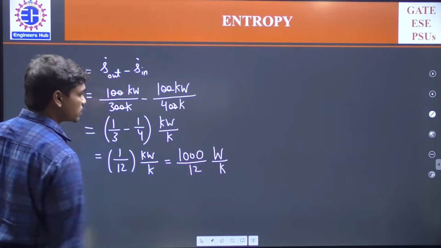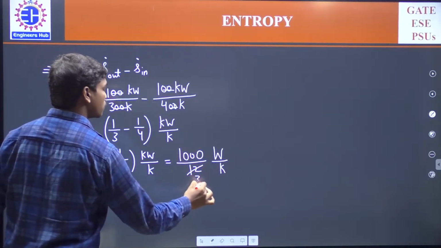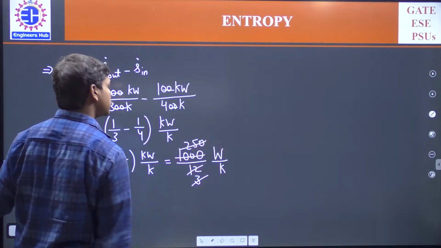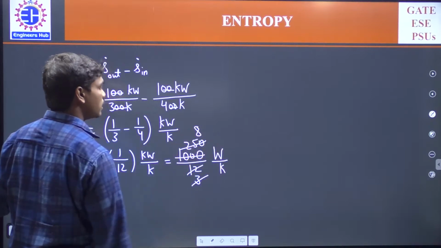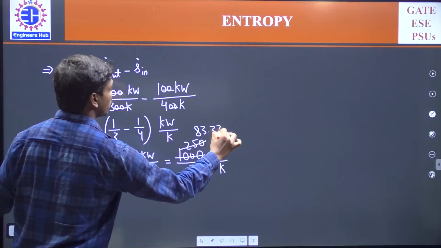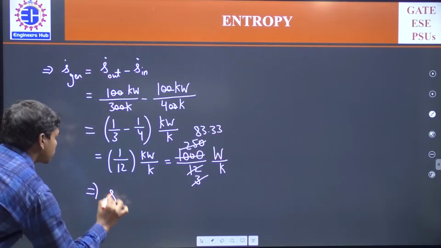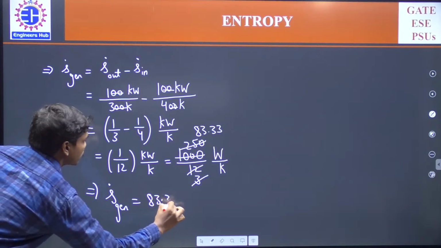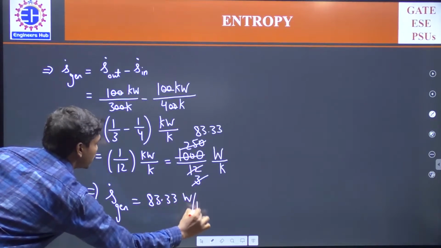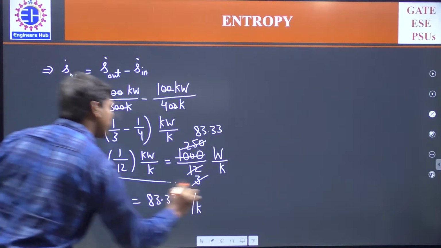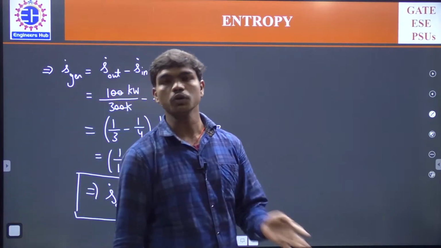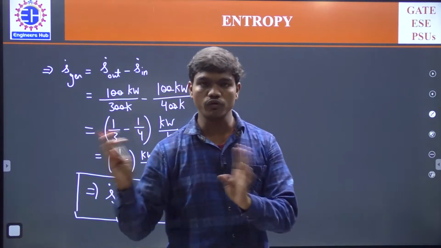If you cancel the terms, 4 goes 3 times and 4 goes 250 times here, and 3 cancels, giving 83.33. So the entropy generation rate, S dot gen, is equal to 83.33 watts per Kelvin, and this is the rate at which entropy is getting generated within the wall because of heat transfer due to the finite temperature difference between the two faces of the wall.